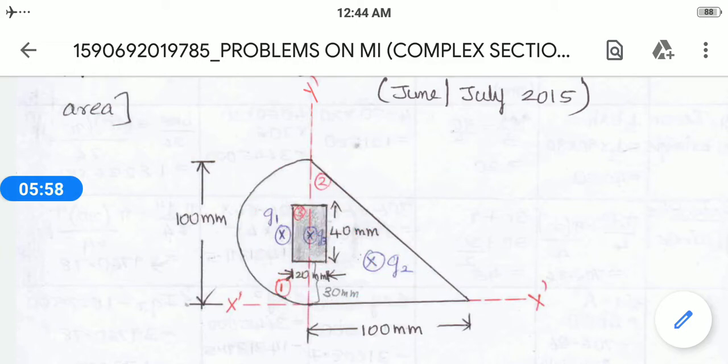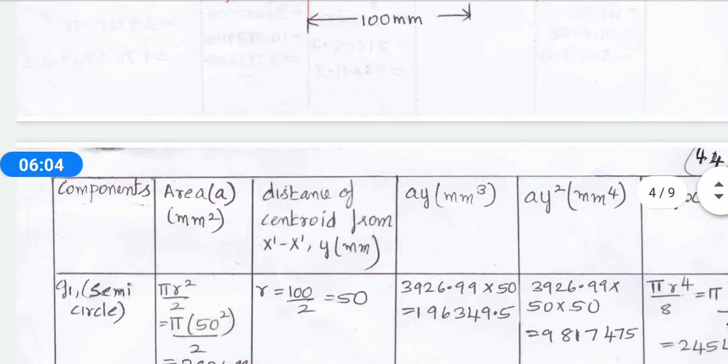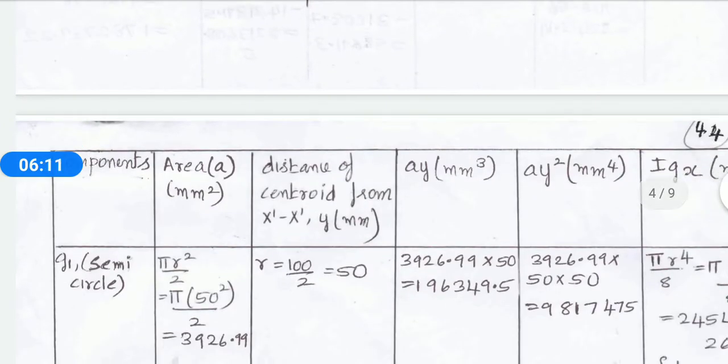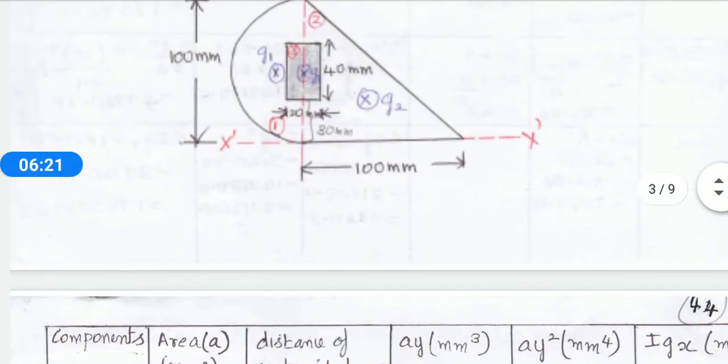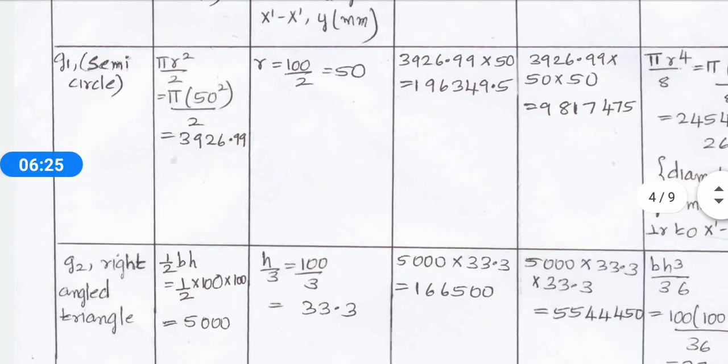So consider that case. First we are taking the component of semicircle. What is the area formula? It is pi r square divided by 2. In the place of r, substitute your radius, that is 50 square. You will get your area. Then you have to do it for the right angle triangle. The area is half into b into h. Substitute the values from the diagram, that is 100 is your breadth and 100 is your height. Substitute it and find your area.